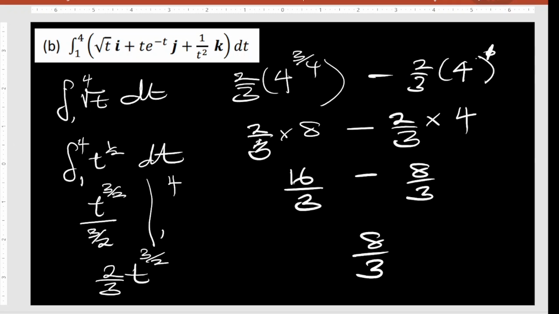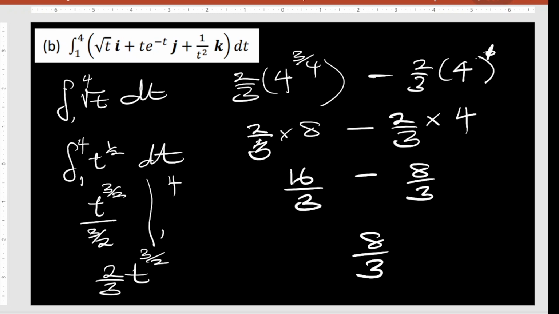Let's look at the second component function. The second component function is t e exponent negative t. We are integrating t e exponent negative t, with respect to t, from a lower limit of 1 to an upper limit of 4. We are going to use integration by parts.